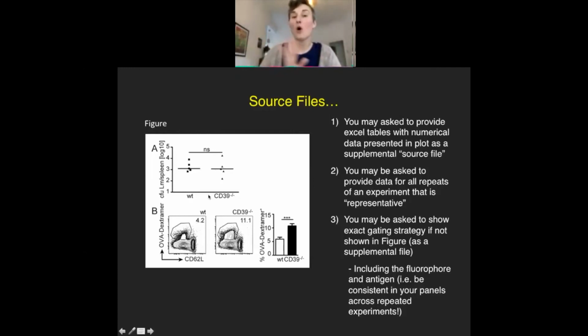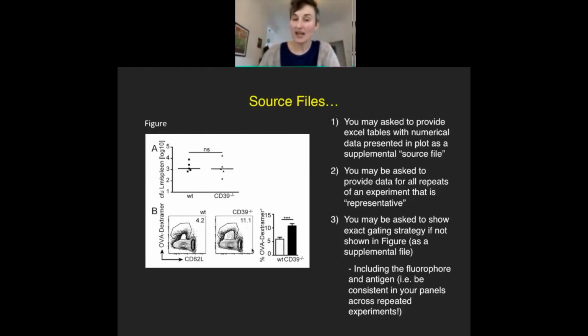They want to see all your background experiments and repeat experiments, from which you only cherry-pick the one representative to show. And for FACS plots, they might ask you to show the entire gating strategy, starting from forward and side scatter all the way to the final gate you're showing in the figure. So just be aware that this is also more work to do.